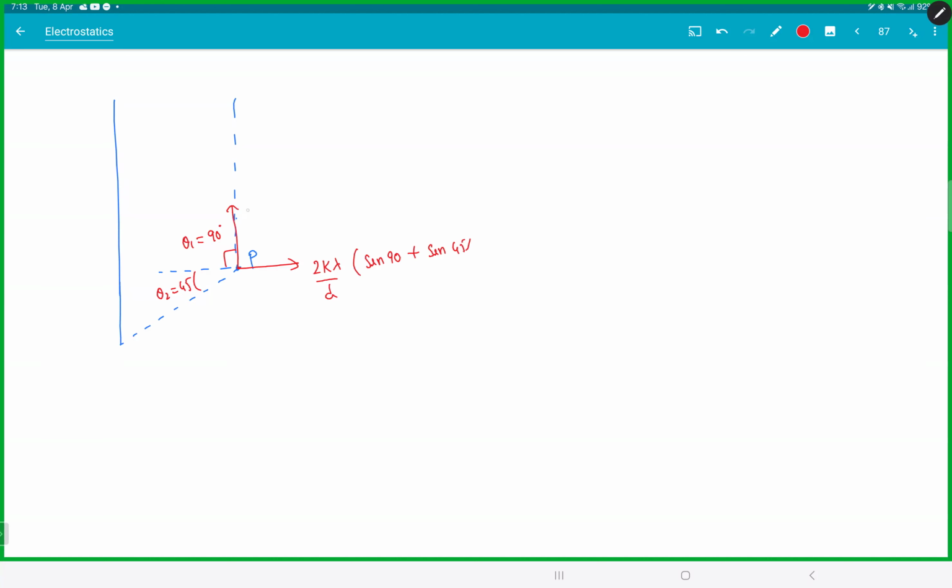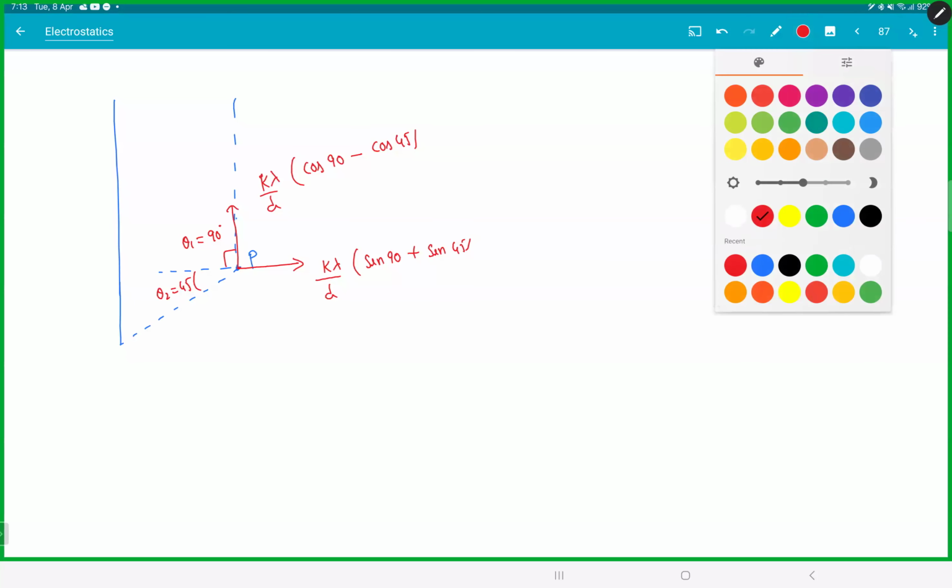The other component will be towards theta 1, kλ by d, cos theta 1 minus cos theta 2. See there, technically speaking, I know the field should be down. The signs will take care of it. Cos 90 becomes 0.